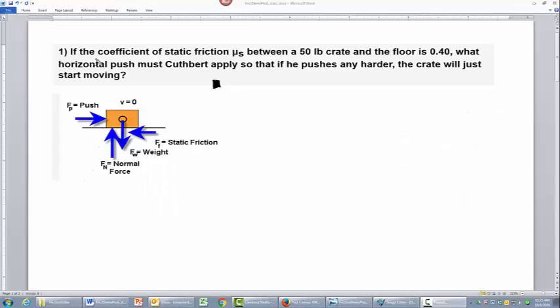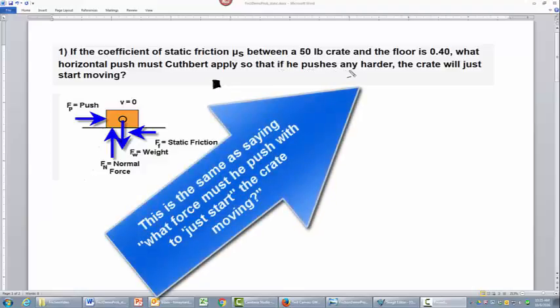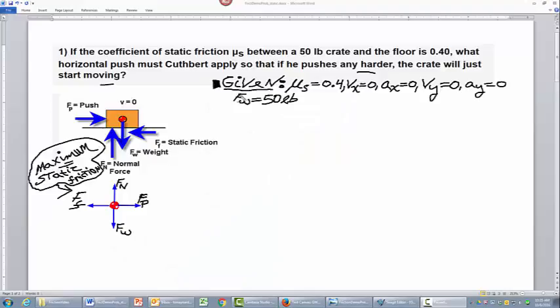Demonstration problem number 1. If the coefficient of static friction, mu sub s, between a 50-pound crate and the floor is 0.40, what horizontal push must Cuthbert apply so that if he pushes any harder, the crate will just start moving? The givens. The coefficient of static friction, mu sub s, is 0.4.